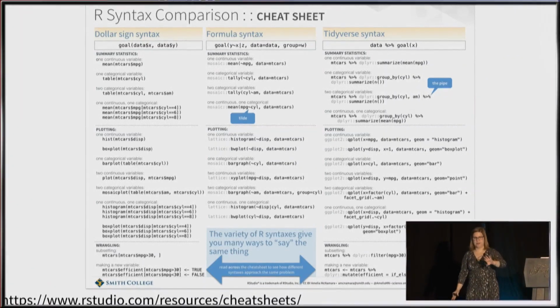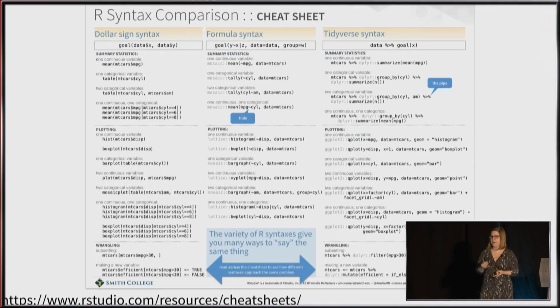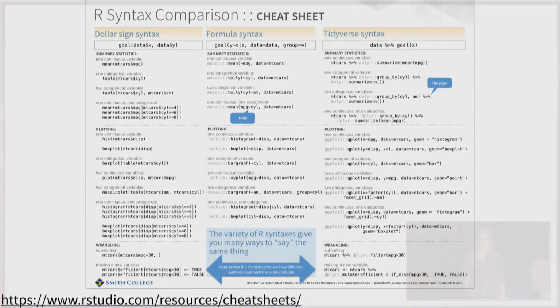When I teach, I try and stay away from that base R syntax. I was team formula syntax for a long time, so that's like the mosaic package and lattice graphics. And now I've been pretty convinced to move over to the tidyverse syntax because I think that it removes more of that stuff you have to hold in your head as a programmer.